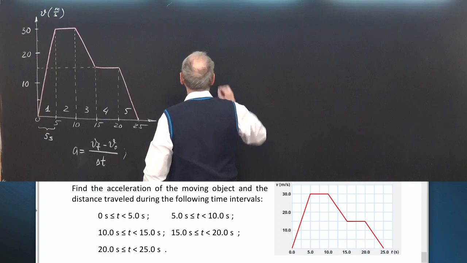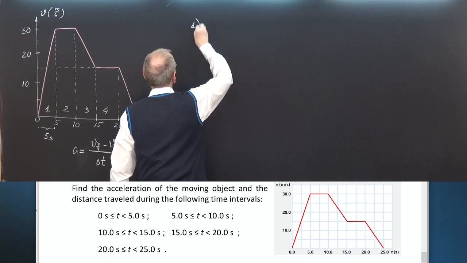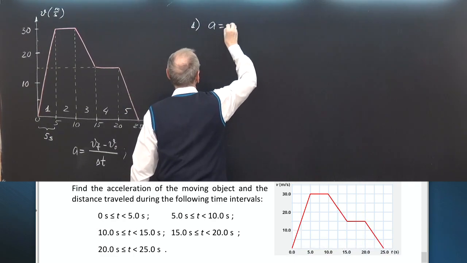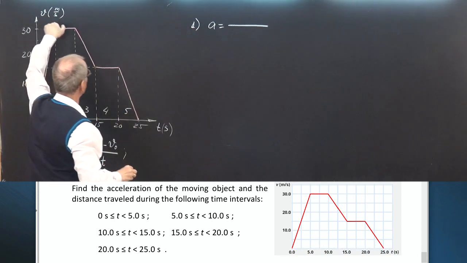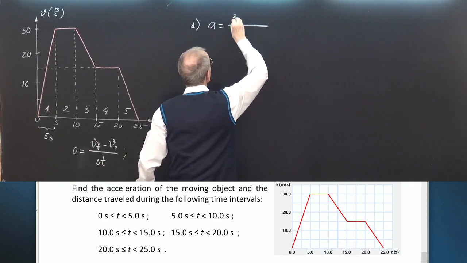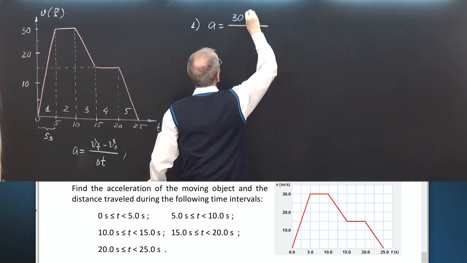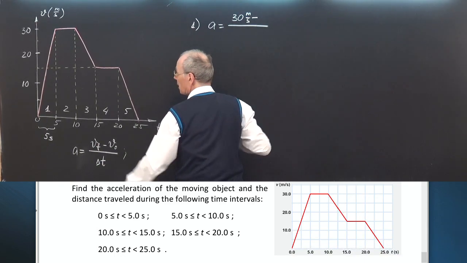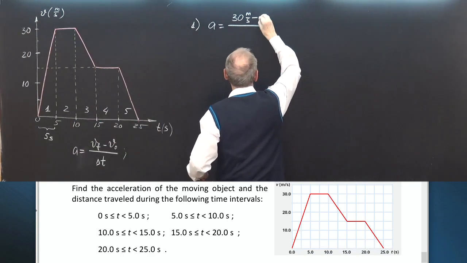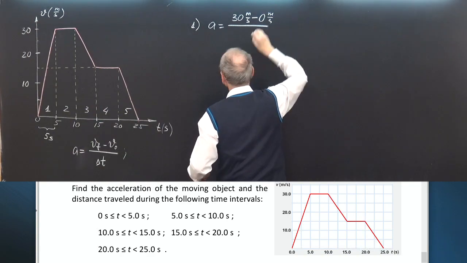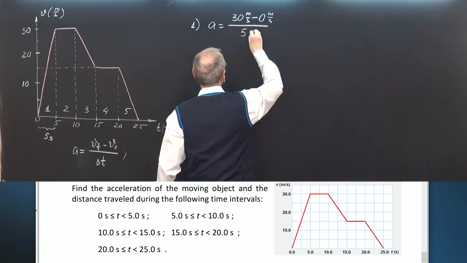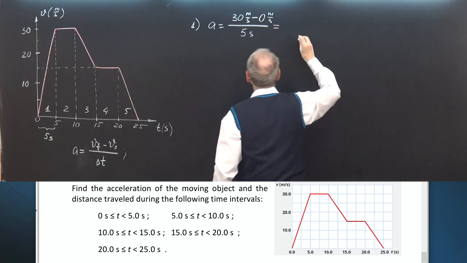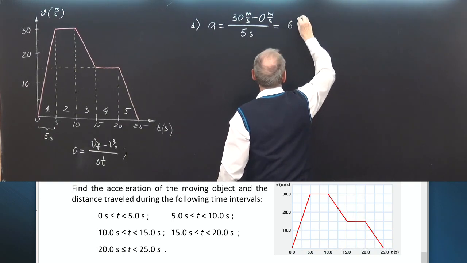The first segment, acceleration, is final velocity 30 meters per second minus initial velocity 0 meters per second divided by 5 seconds. And we have 6 meters per second squared.